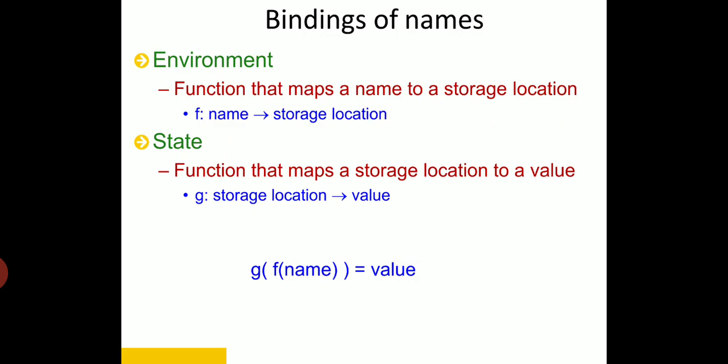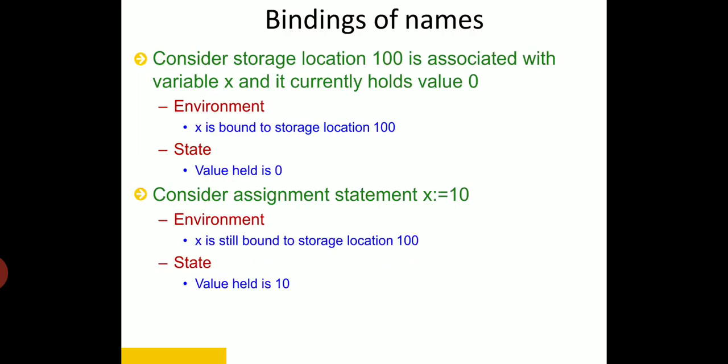The next topic is binding of names. In the case of binding of names, we have to learn two terms, environment and state. The function that maps a name to a storage location is called environment. Environment of a variable name means that if you have a variable, you have to associate it to a storage location. State is the function that maps a storage location to a value. Here it is defined as function G. Function G can be applied over the function F, so that it can produce a result as a value. That is shown as an example in the next slide.